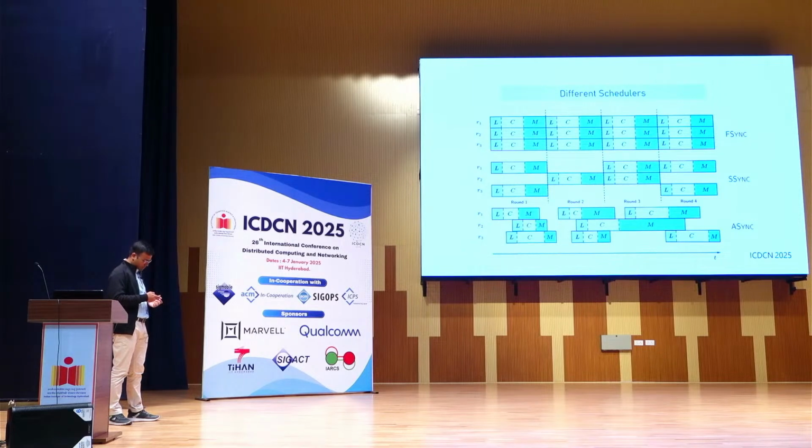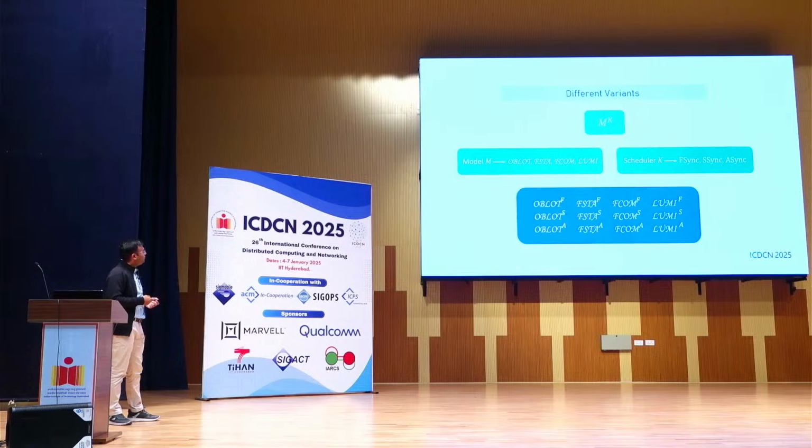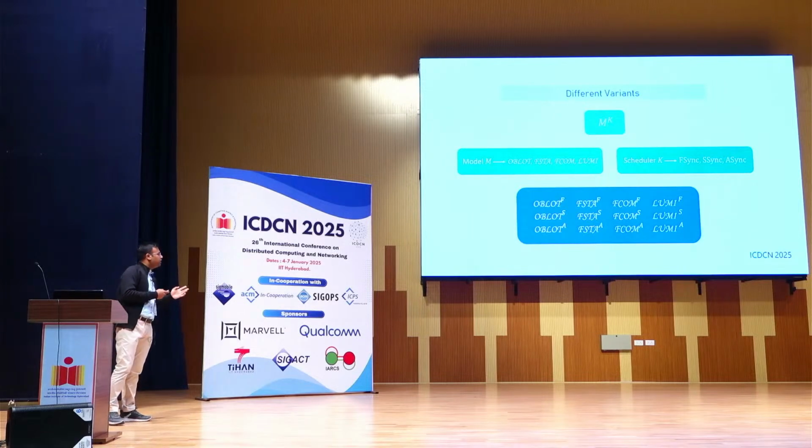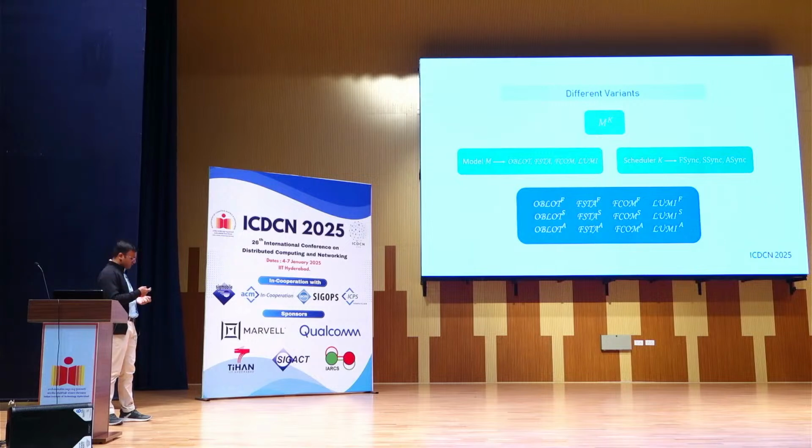Based on these 4 models and these 3 schedulers, we can consider one variant having a model M together with a scheduler K. So we are calling this a variant. Combining these 4 models and 3 schedulers, we can have 12 different variants. We are actually going to compare the computational power between these 12 variants.